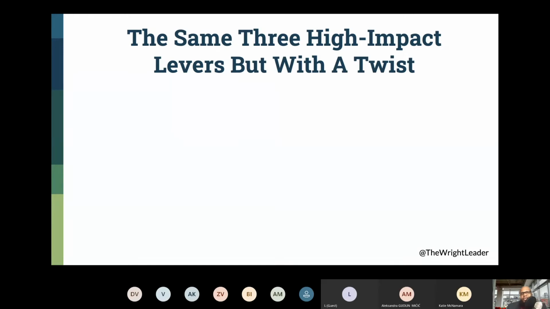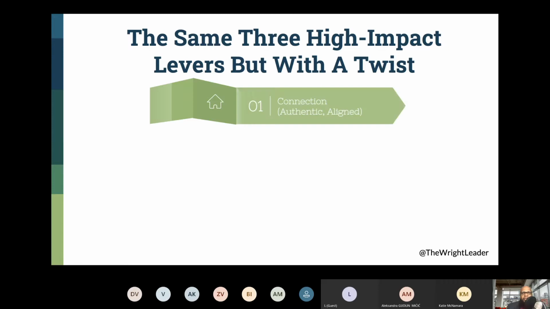So, the same three high impact levers, but with a twist. Let's look at it with a twist. Number one is connection. Are we making authentic connections? Notice what I did there, jumping out of the speaker role and more into the instructional guide role. I brought that same word back, but what did I do? You'll notice that the second slide I showed you with the graduates had the word clarity on it. So notice how I brought that same word back, but I added clarity. So connection: are we making authentic connections?